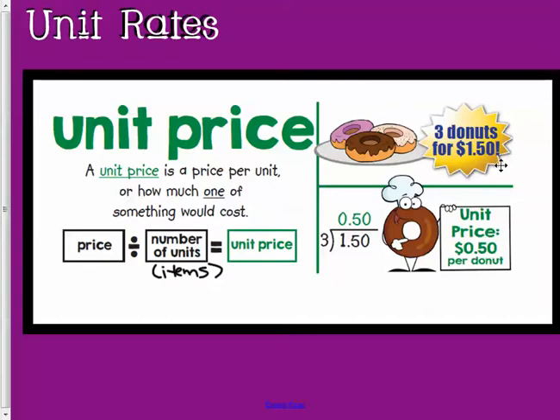So for example, 3 donuts for $1.50. So when I'm looking at the unit price, 3 donuts for $1.50, I can use long division. 3 doesn't go into 1, so that's a 0. Bring up my decimal point. It goes into 15 5 times, so 5 times 3 is 15, and there's nothing left over. Bring down my 0. 3 doesn't go into 0, so I'm done. 50 cents per donut. And per is how we write our unit rates.